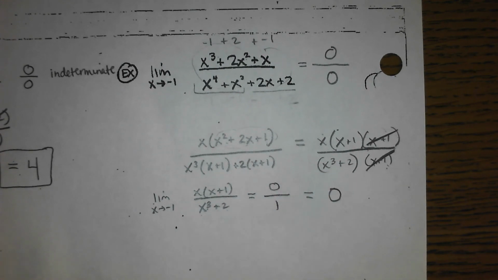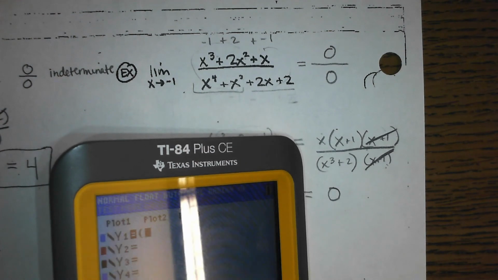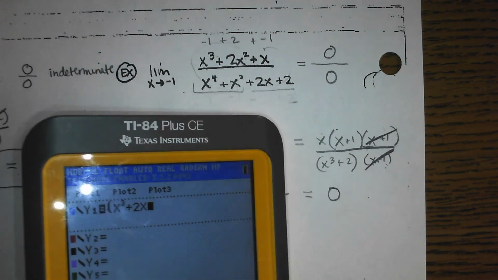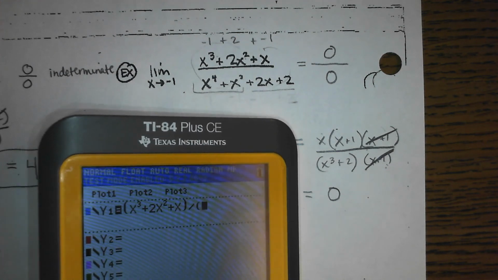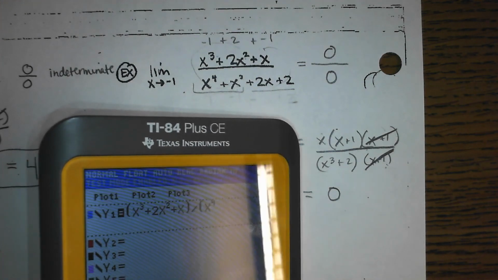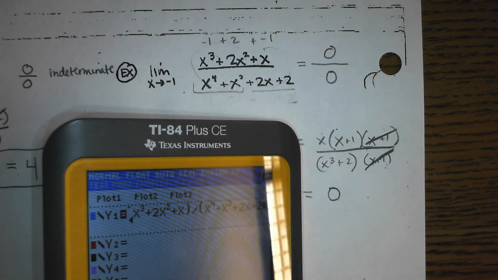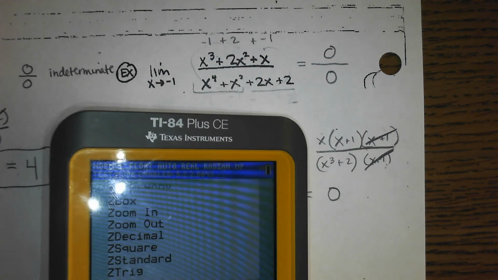I'll show you, just for the sake of making sense of it all, what this looks like. So your numerator, x to the 3rd plus 2x squared plus x divided by your other polynomial. Zoom 6, we'll see.